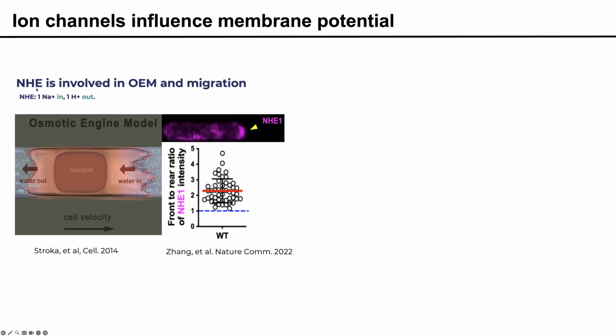Do they do anything to the JEDI signal we see? In particular, we're interested in this ion exchanger called NHE, the sodium hydrogen exchanger. On the surface, it seems it should not influence the membrane potential because it exchanges one sodium with one hydrogen. It doesn't change the charge state of the cell, right? And we know from other studies that it is concentrated at the leading edge of the cell when the cell is migrating in channels. So does this ion exchanger influence membrane potential?